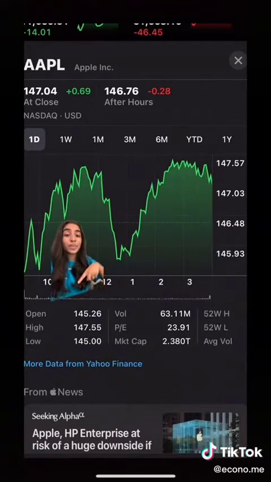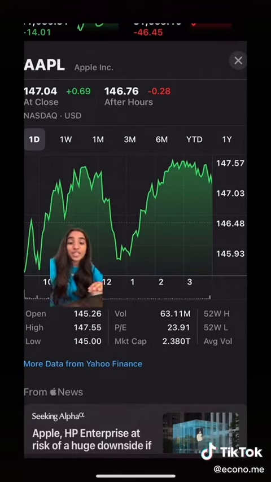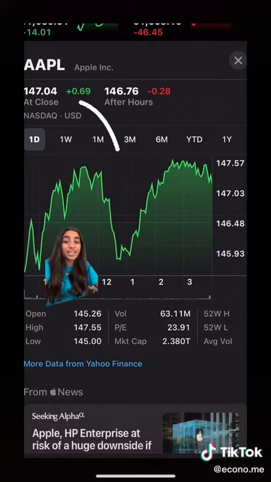So first we have open, which is the price when a stock goes through its first transaction during stock market hours of operation. And then there's also close. It's not listed here, but it's basically the opposite. It's the price when a stock goes through its last transactions during stock market hours of operation.